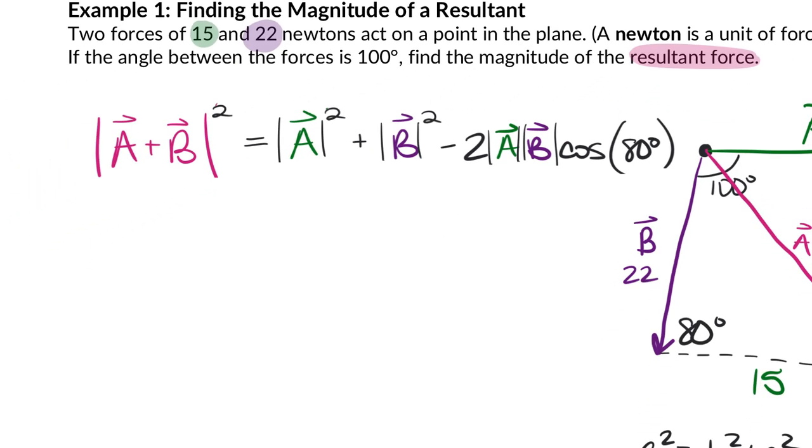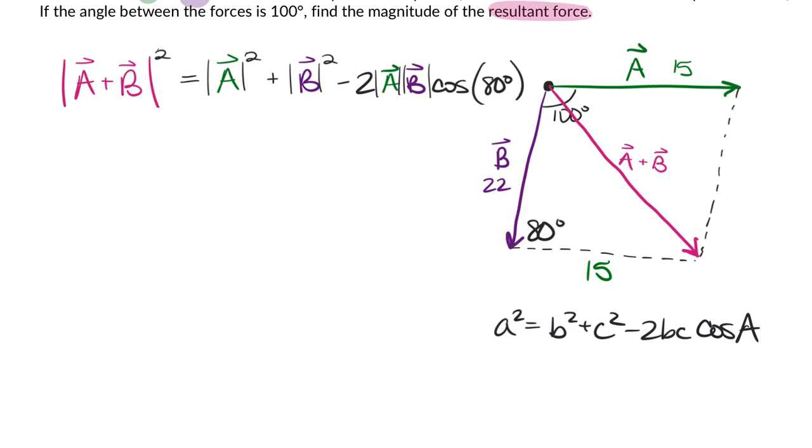Okay. This is, again, literally just the law of cosines, but using the letters from the vector. Do you see how it's the same as this? The side across from the angle I know, the length of it, so magnitude, is equal to the length of the two sides squared minus 2 times the two sides times the cosine of 80 degrees. Let's fill in what we know here.